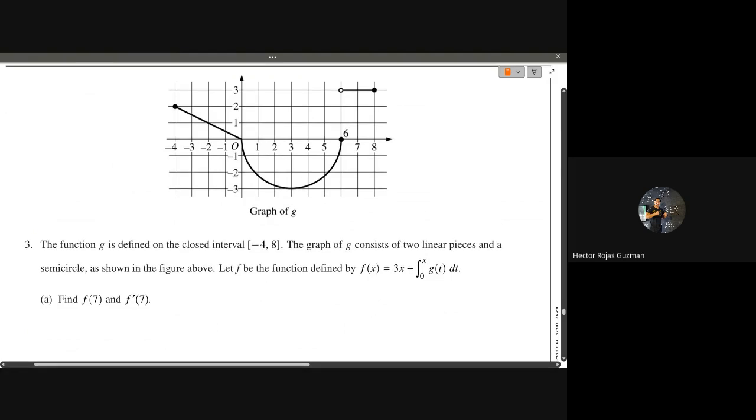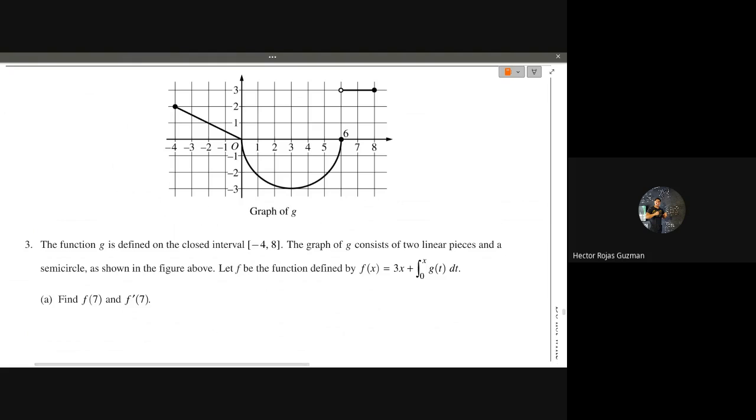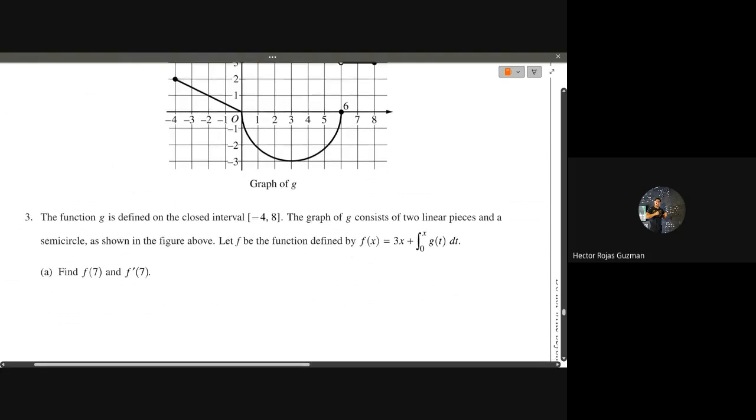Question number 3. We have the graph of g, and it's defined from -4 to 8. We see that the graph consists of 2 linear pieces and a semicircle. Then we're given a function for f of x, which is composed of 3x plus an integral. Find f of 7 and f prime of 7.